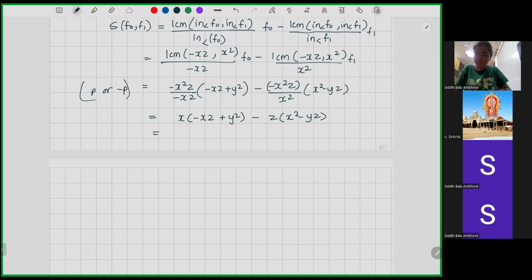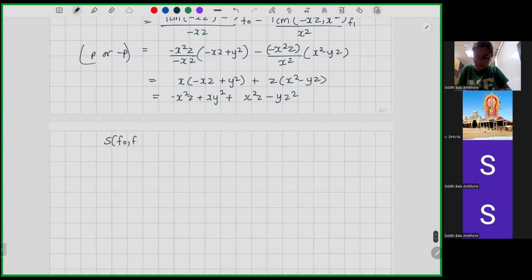Which is minus x square z. Oh, this becomes plus. This is minus x square z plus xy square plus x square z minus y z square. So this becomes S of f0 comma f1. So these two terms get cancelled, and I get xy square minus yz square.